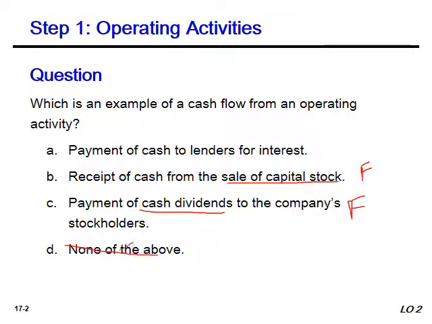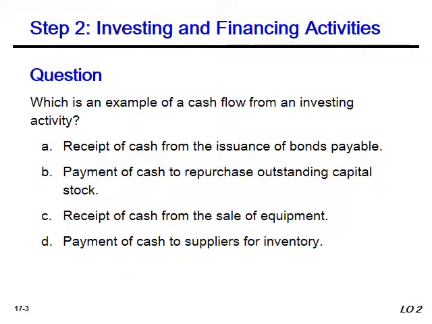So we know it can't be none of the above. Well, it could be none of the above actually because these two are financing. But when we pay cash for interest, that is going to be treated as an operating activity. So the answer to this would be A.